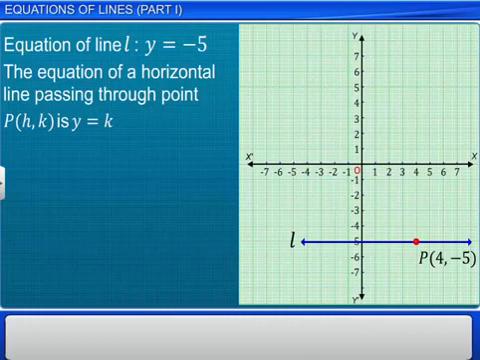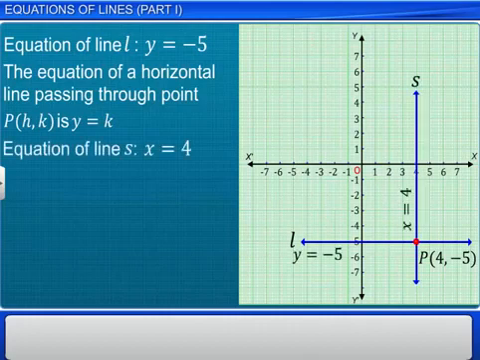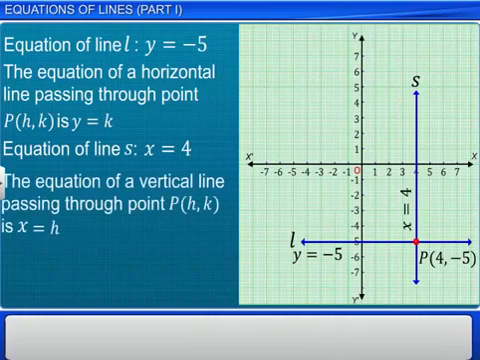The equation of the vertical line S passing through point P is x = 4. So in general, the equation of any line parallel to the y-axis, or a vertical line passing through point P(h, k), is x = h.